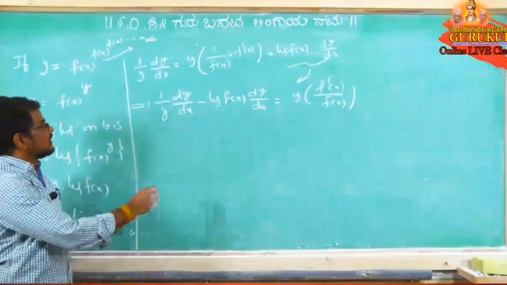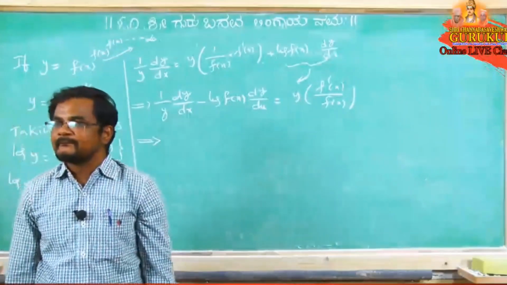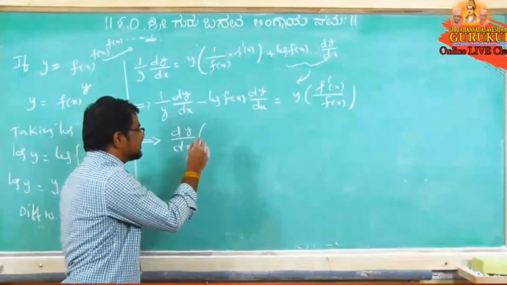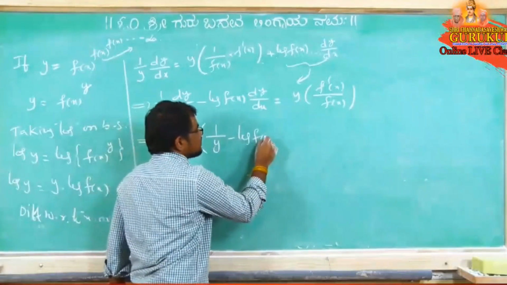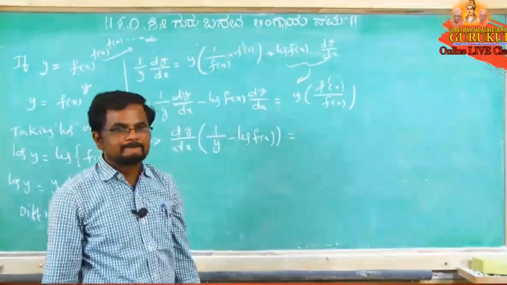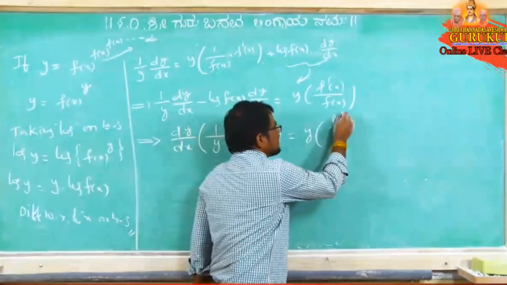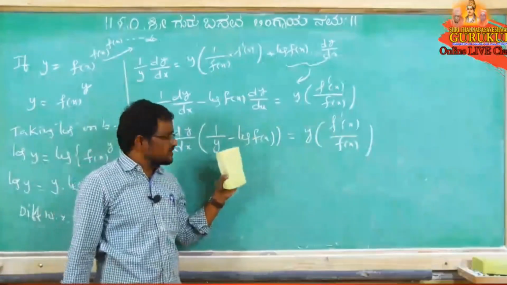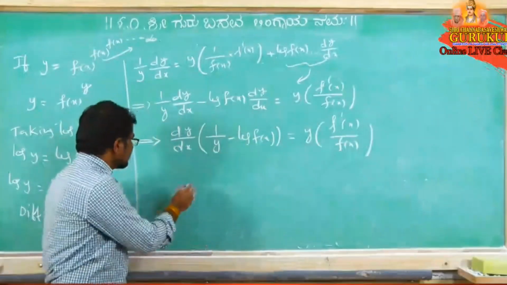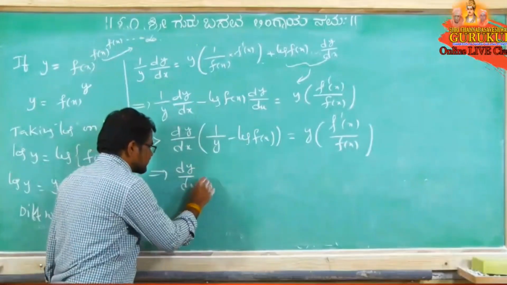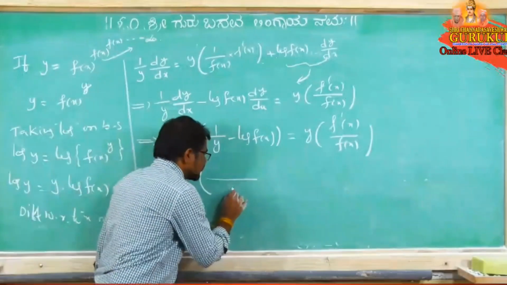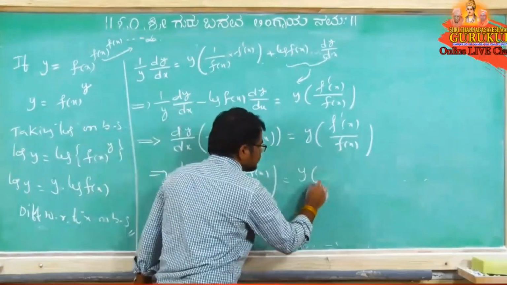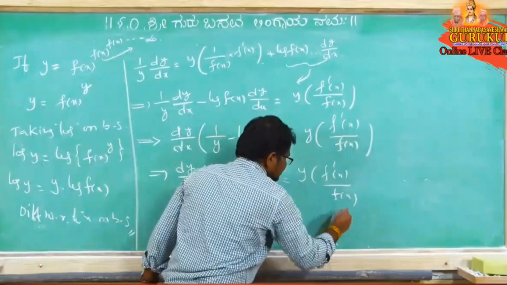Now in these two, what is common? dy by dx is common. So dy by dx, what is remaining? 1 by y minus log of f of x equal to y into f dash x by f of x. Taking an LCM, that implies dy by dx into, what is the LCM here? y. So (1 minus y into log f of x) equal to y into f dash x by f of x.